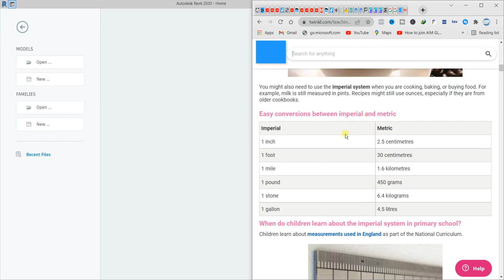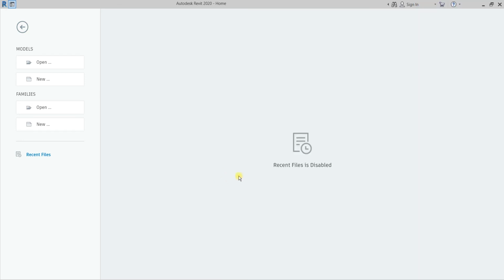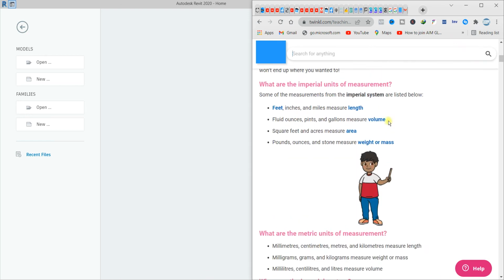Here is an easy conversion between imperial and metric units. We have 1 inch to 2.5 centimeters, 1 foot to 30 centimeters, 1 mile to 1.6 kilometers, 1 pound is equal to 450 grams, and 1 stone is equal to 6.4 kilograms. Okay.